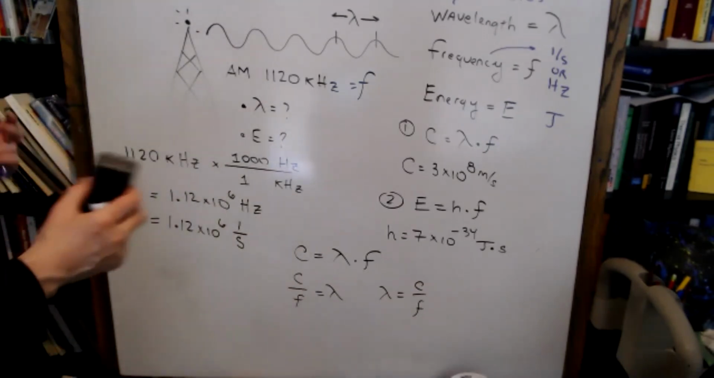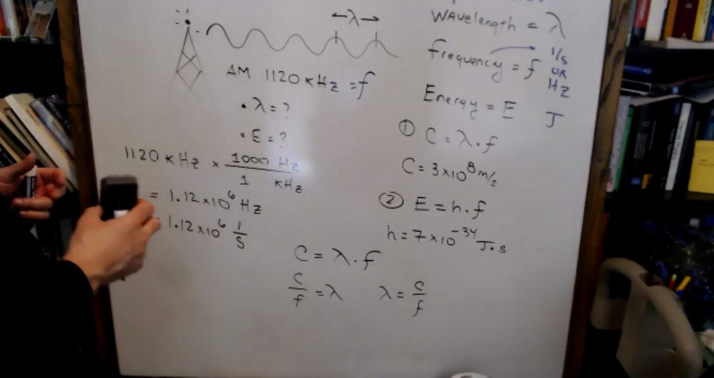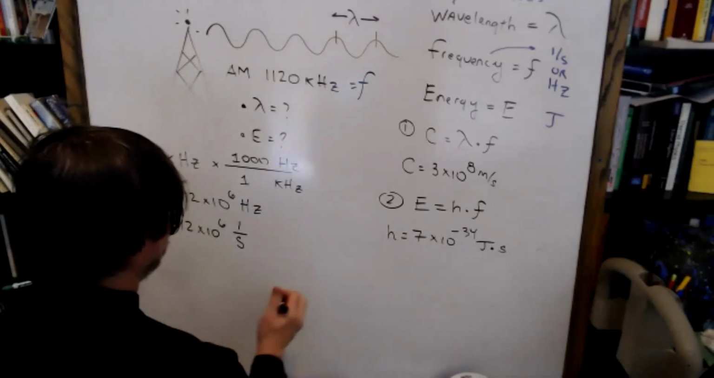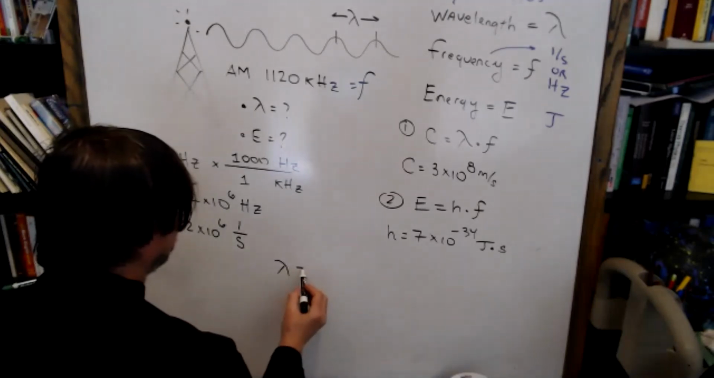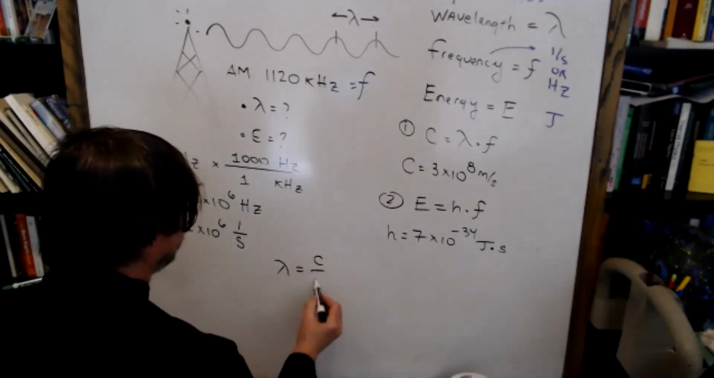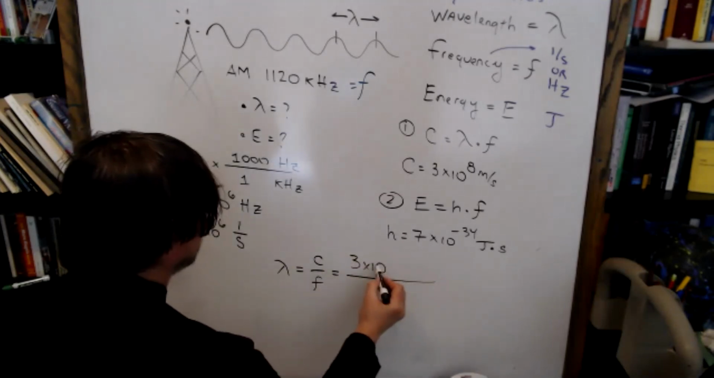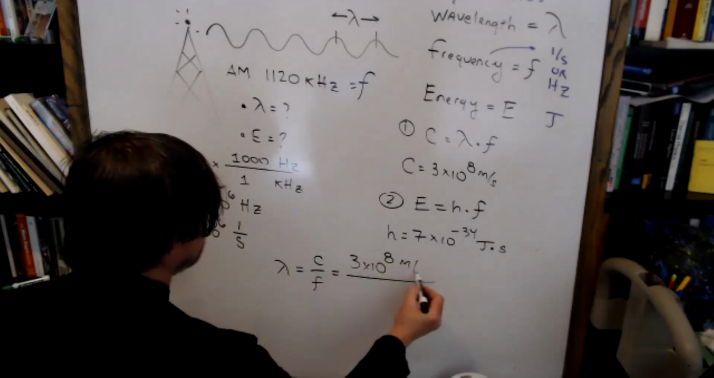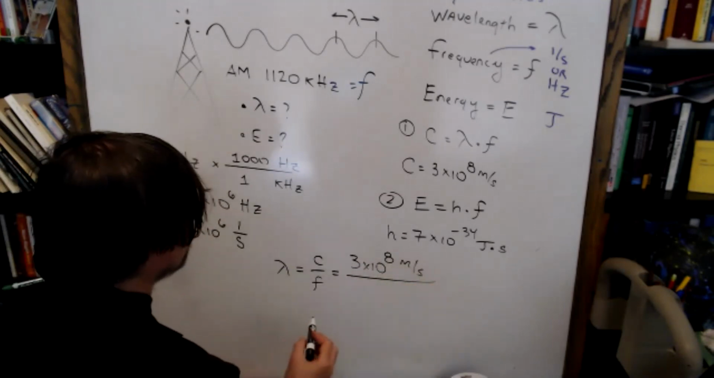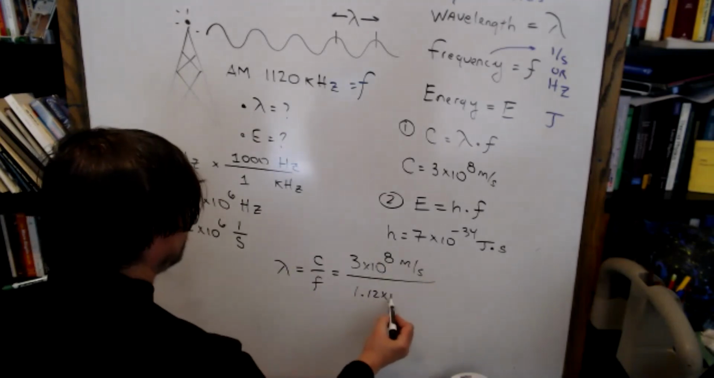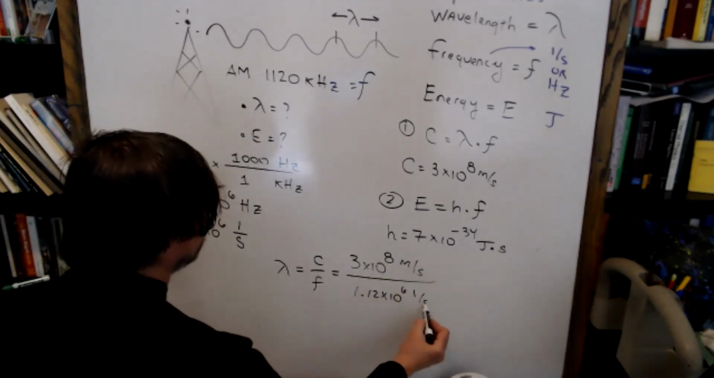Cool. So where's my calculator that I threw on the ground? So we have wavelength is the speed of light divided by the frequency. Speed of light is 3 times 10 to the 8 meters per second. That's always the same. The frequency is 1.12 million cycles per second.